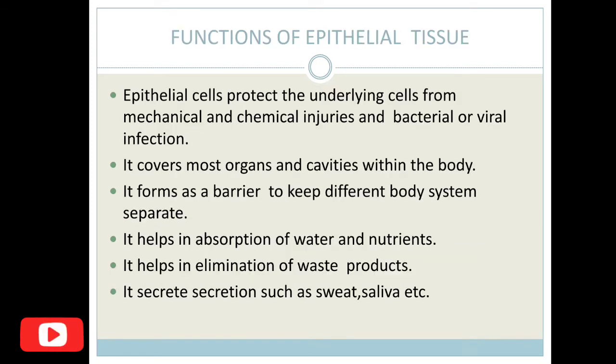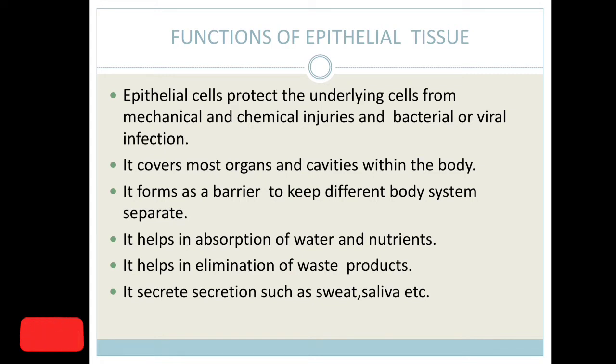This epithelial tissue has different functions. The first main function is that it protects the underlying cells from mechanical and chemical injuries and from bacterial or viral infection, and it also covers most of our organs and the cavities within our body. Inside our body we have different important organs, right? The heart, stomach, many organs are there. So it acts as a cover.